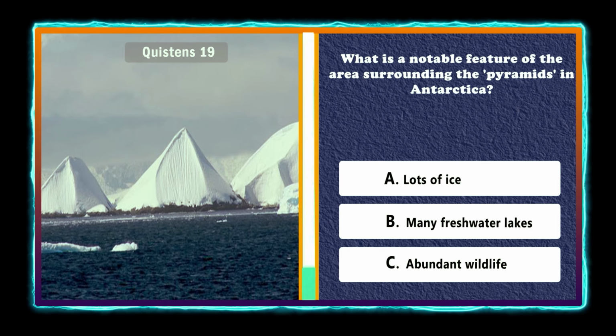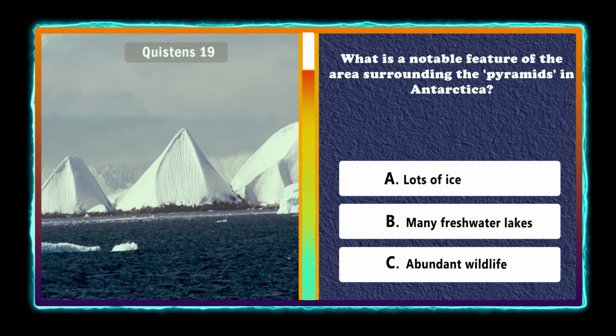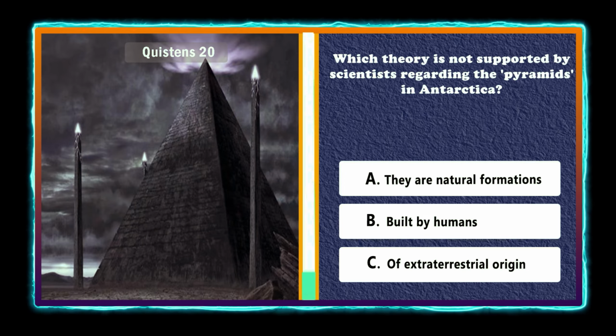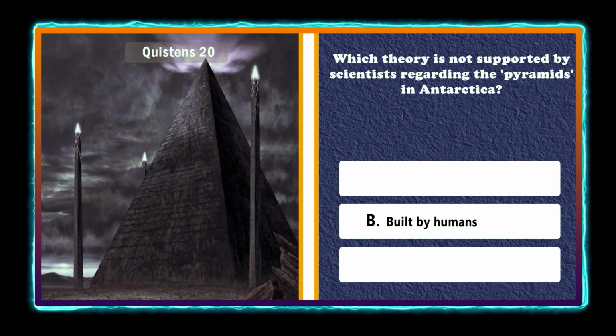What is a notable feature of the area surrounding the pyramids in Antarctica? Lots of ice. Which theory is not supported by scientists regarding the pyramids in Antarctica? Built by humans.